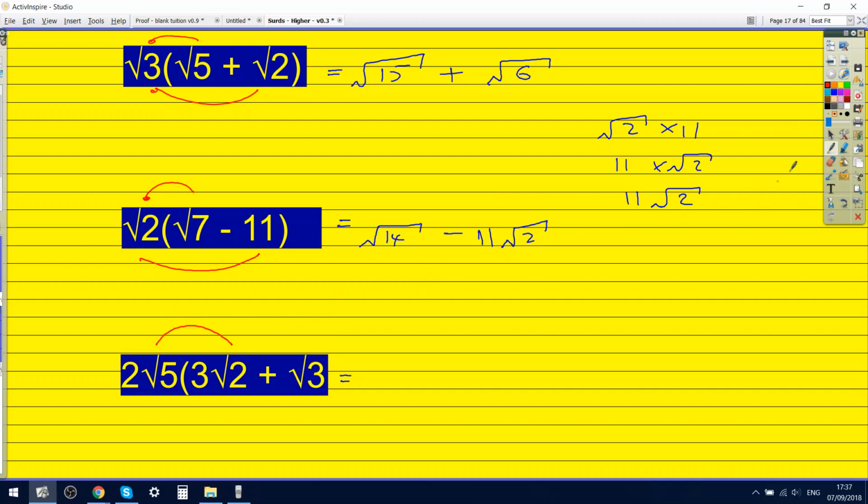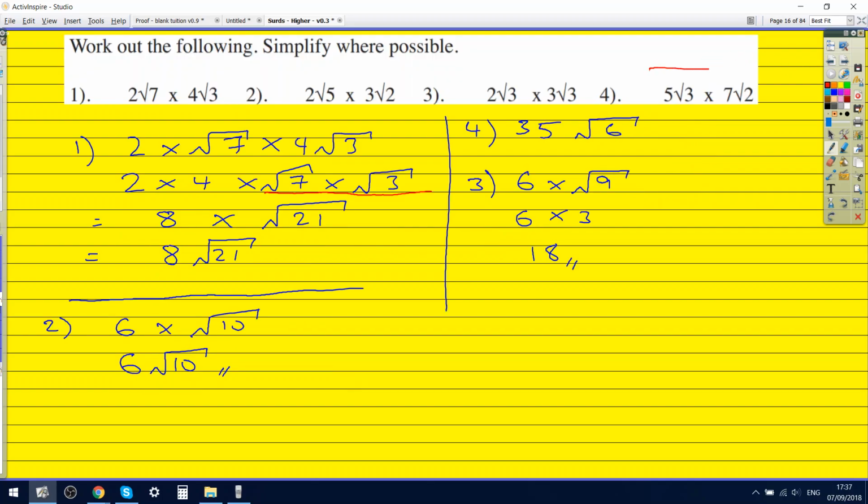I've not even had to start that because it's such a big question. It's identical to these ones. Normal number times normal number, root times root.